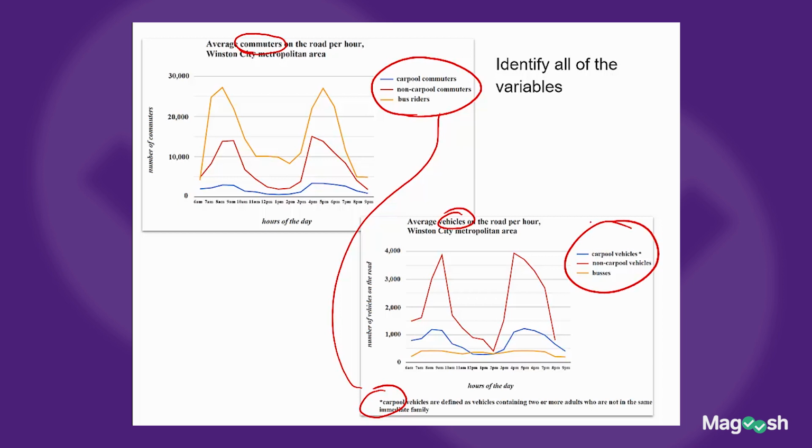Down below, we have a similar analysis, but with the types of vehicles there. We have carpool vehicles, vehicles that are being used for the purposes of carpooling. We have non-carpool vehicles, and we have buses. Very, very similar categories here, except, again, that we're talking about people in the one graph and vehicles in the other. Very important to keep that straight.